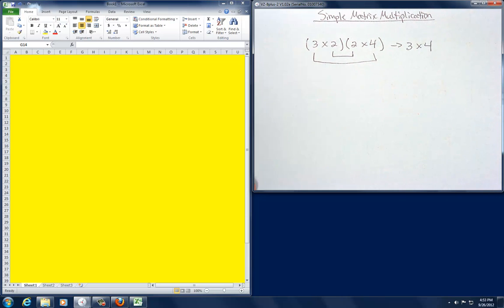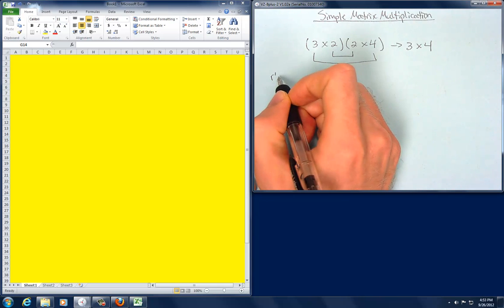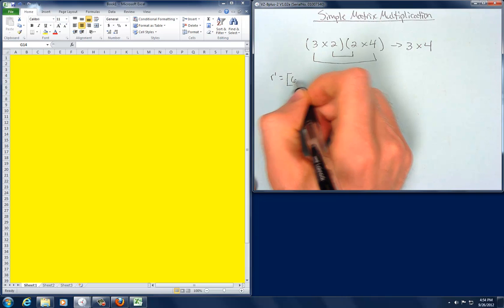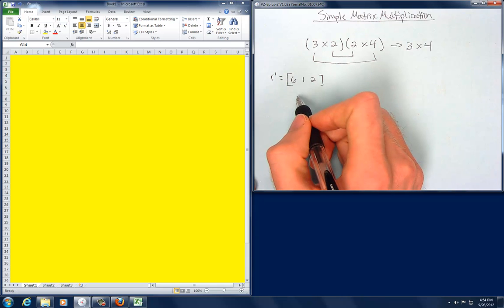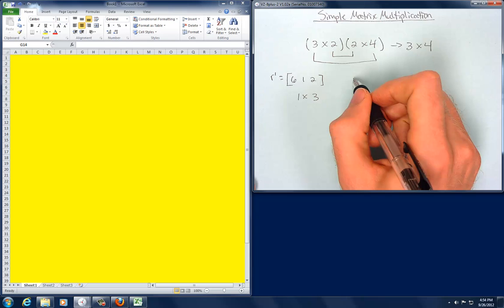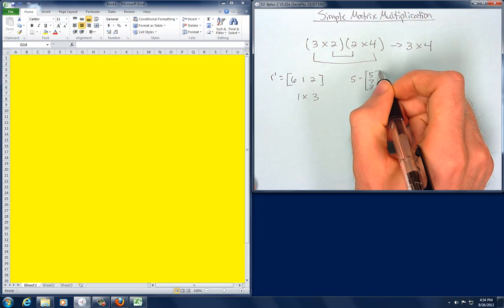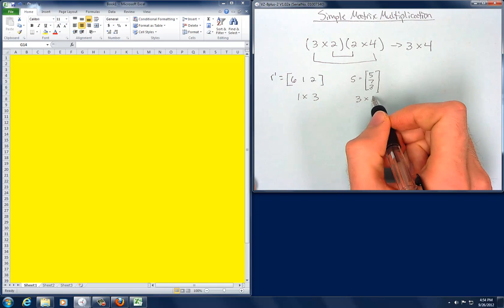Okay? So let's take a row vector here. Let's call it R transpose, and give it the values 6, 1, 2. Now this is a 1 by 3 matrix. And then let's have an S column vector 5, 7, 3. And this is a 3 by 1 matrix.